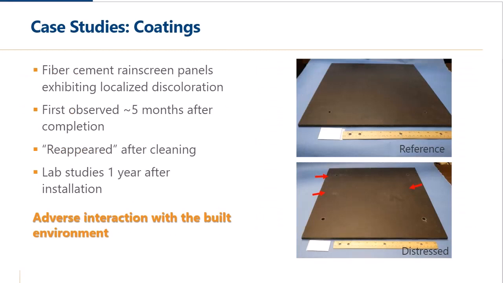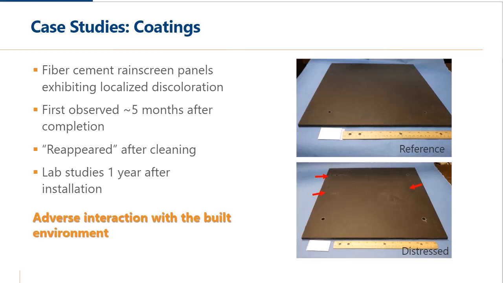This type of distress was observed about 5 months after completion. They tried to clean it, and then they said it reappeared, which tells me if it reappeared exactly the way it was, it probably never actually went away, and it was just masked during the cleaning process as the building was wet. We were able to receive samples for lab studies about 1 year after installation, and we're going to define this as an example of adverse interaction with the built environment.